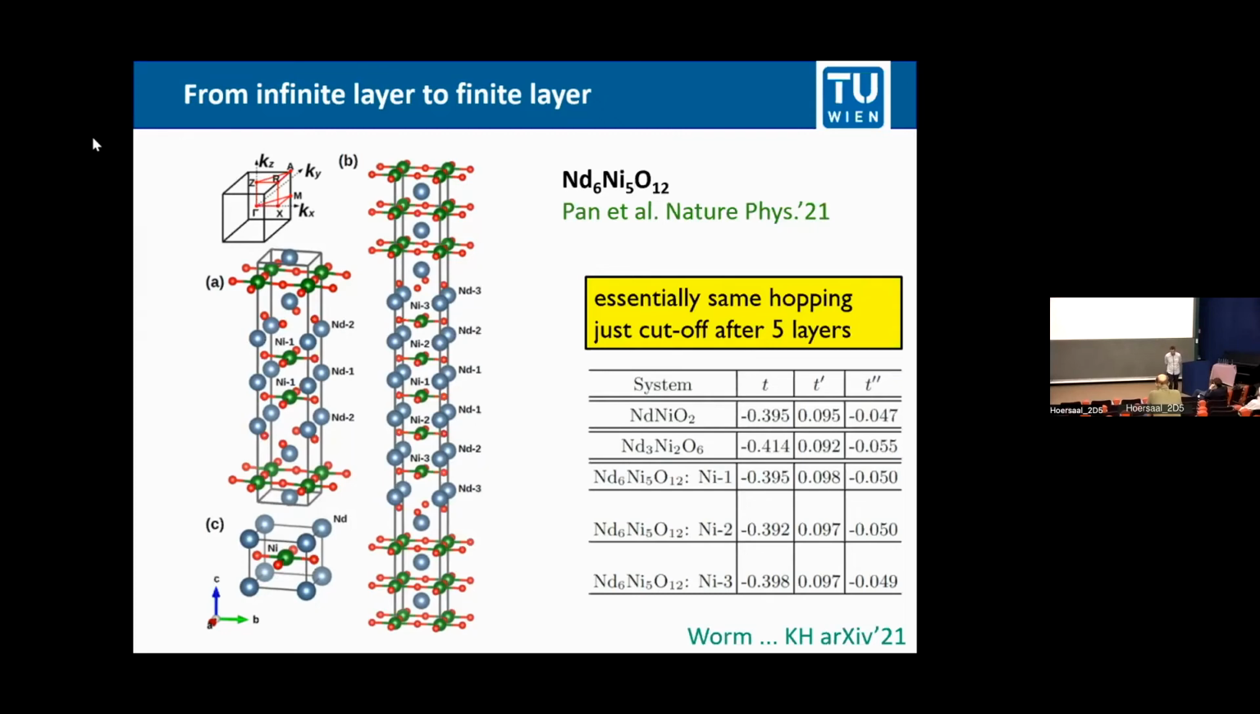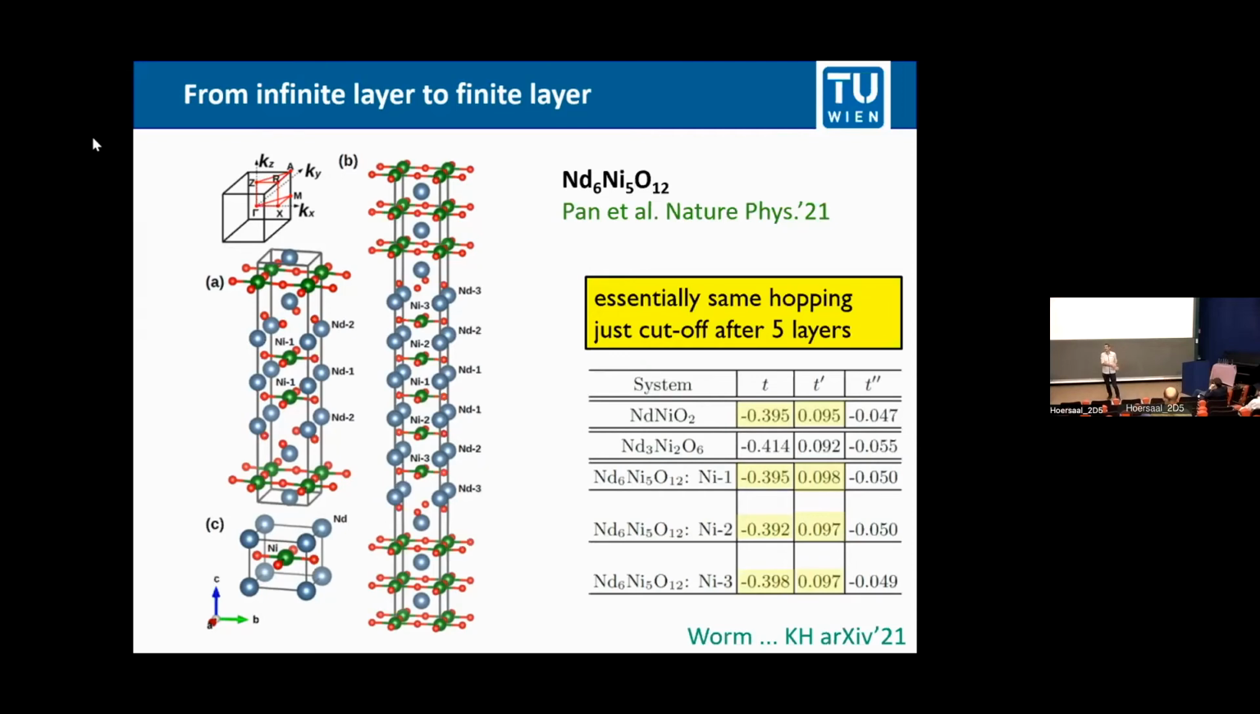Now, that is the five-layer compound, and we have done the same DFT-DMFT calculation. From the cuprates, you know that these finite-layer cuprates have much higher TCs. They are very different, so that is what we expected here too. But if you look at the hopping parameters for the nickel x squared minus y squared orbital, for the two-layer film they are still different, but for the five-layer film, the hopping parameters are virtually indistinguishable.